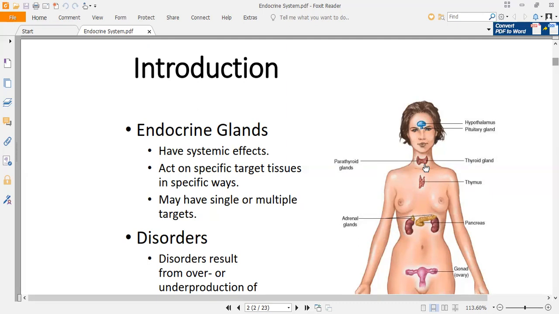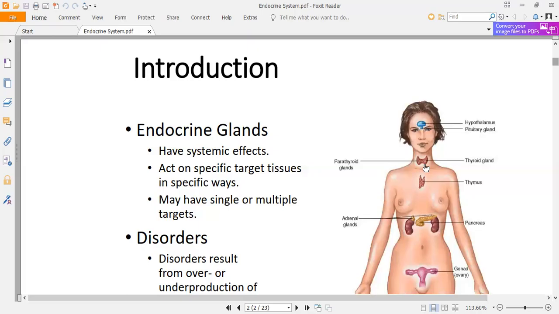They act on what we call specific target tissues in specific ways. Whenever this chemical reaches a target organ, tissue, or cell, it's going to produce a response that causes change. It may have single or multiple targets, so it can be only one target or multiple.